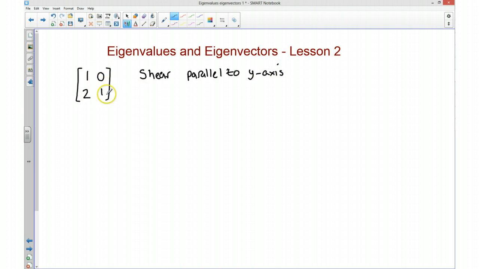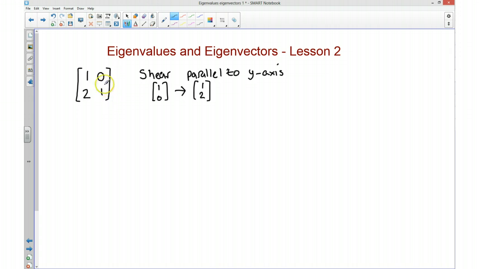The other thing we do when we're describing a shear is we say where one of the points maps to. So I'm going to say that the point 1, 0, and if I multiply this transformation matrix by 1, 0, it's going to map to 1, 2. So the point 1, 0 maps to 1, 2. And that's our full description of a shear.